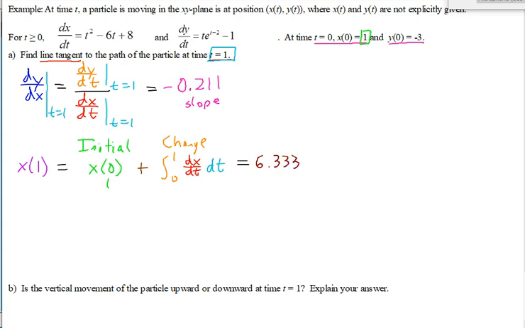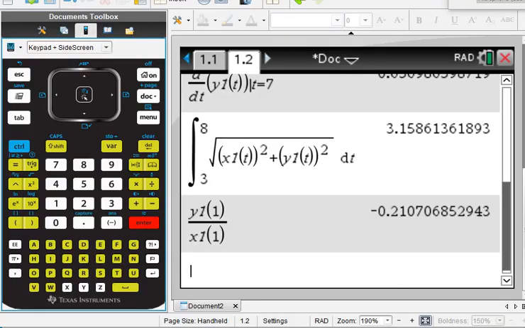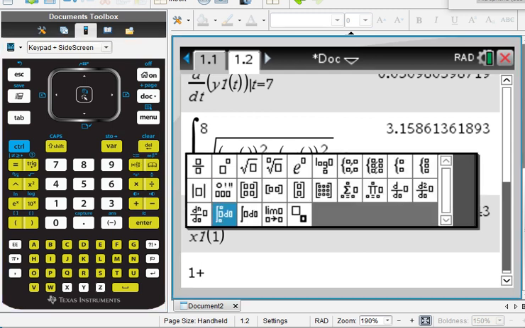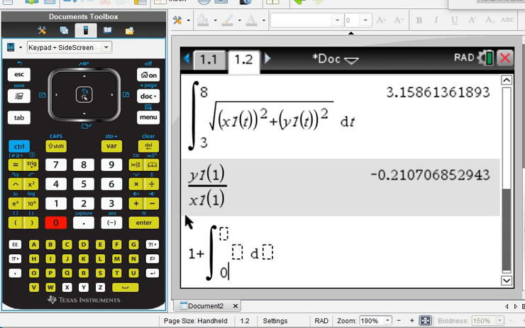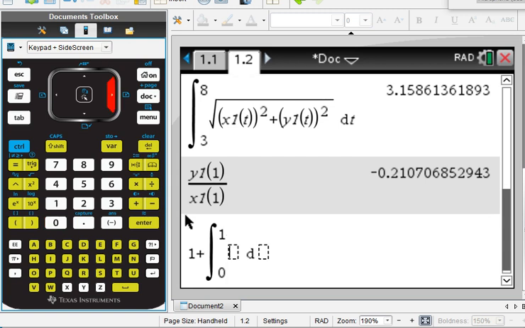Because you can see this one wouldn't be that hard to integrate by hand. And then on the Inspire, do the same thing. So 1 plus integral from 0 to 1 x1 of t dt.